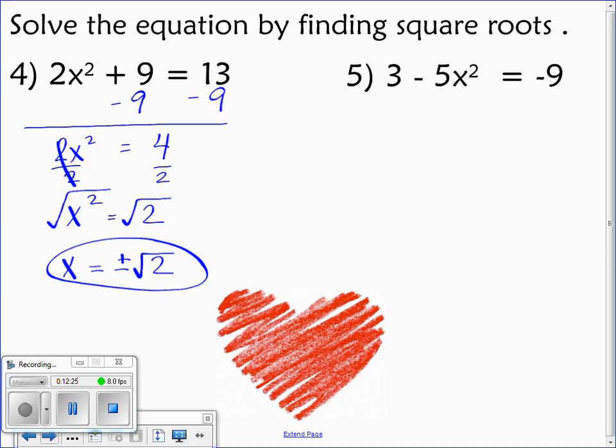One thing I notice a lot of students do is they subtract the 9, and then they're like, yeah, I can take the square root of both sides. No, you can't. You have to make sure that x squared is totally by itself. So you have to divide by 2 before you do that.